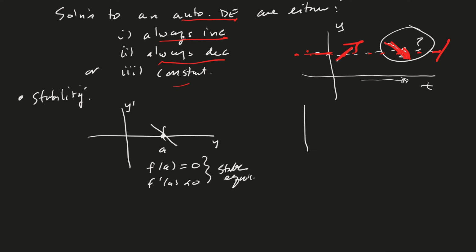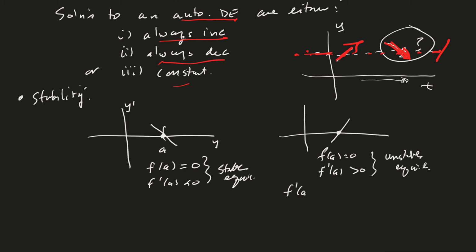Okay, similarly, if you have a positive one like that, if f of a is equal to 0, that makes it an equilibrium, and f prime of a is positive, then you have an unstable equilibrium. Okay, and then if f prime of a equals 0, we have no conclusion. You'll remember that in one of our videos we couldn't say anything about that.